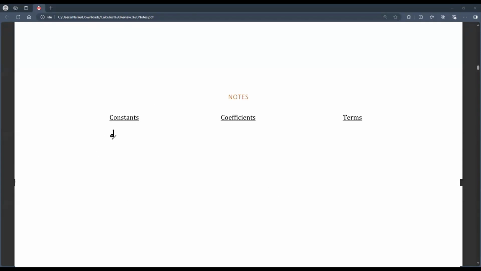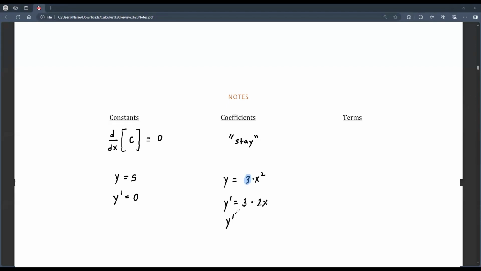Here are some notes about derivatives. You should know that the derivative of any constant or any standalone number is 0. You should also know that coefficients stay as we take derivatives, like in this case, where y equals 3x squared. 3 is a coefficient, and this coefficient is going to stay as we take the derivative of x squared by way of power rule. Y prime simplifies to 6x.